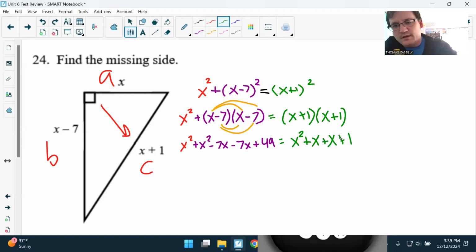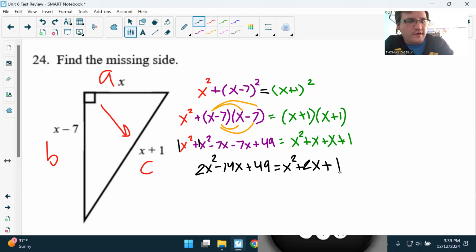All right. Combine any like terms. It's always a good idea to combine like terms if you can. I have 1x squared. I'm going to add another x squared. That means I have 2x squared, it's not x to the fourth, so be careful on that one, minus 14x plus 49 equals x squared plus 2x plus 1.